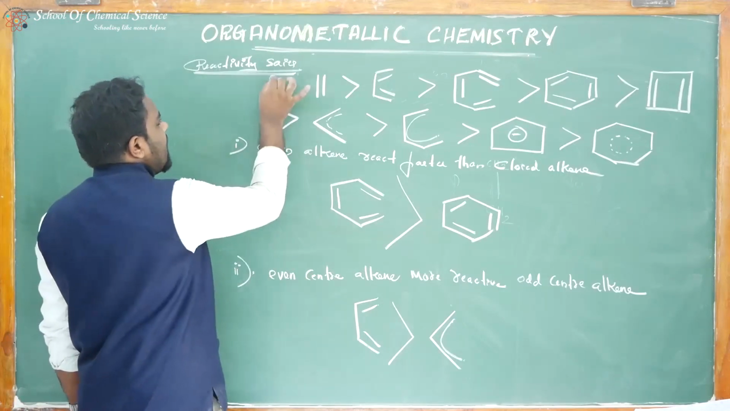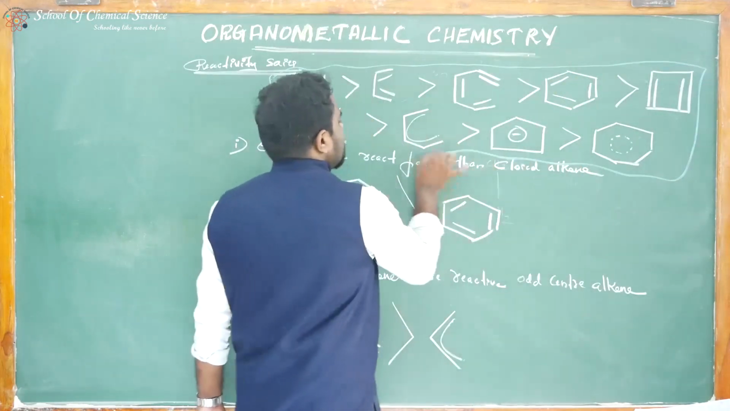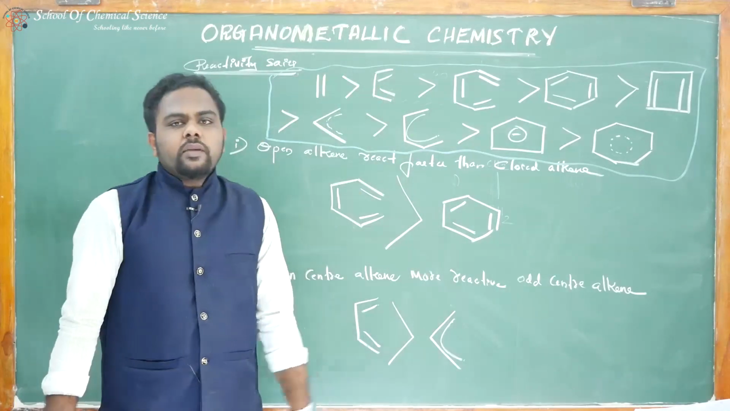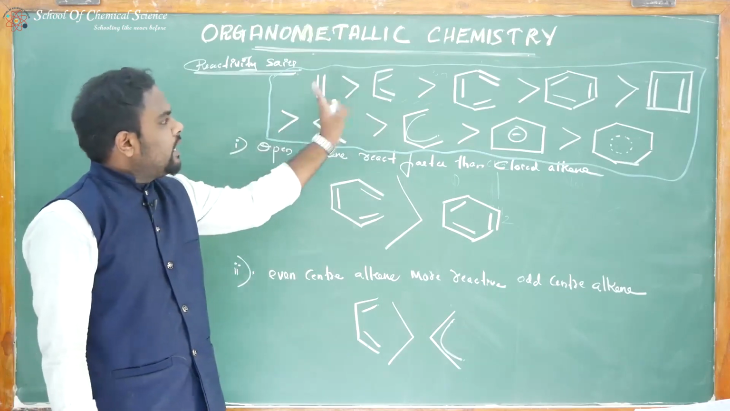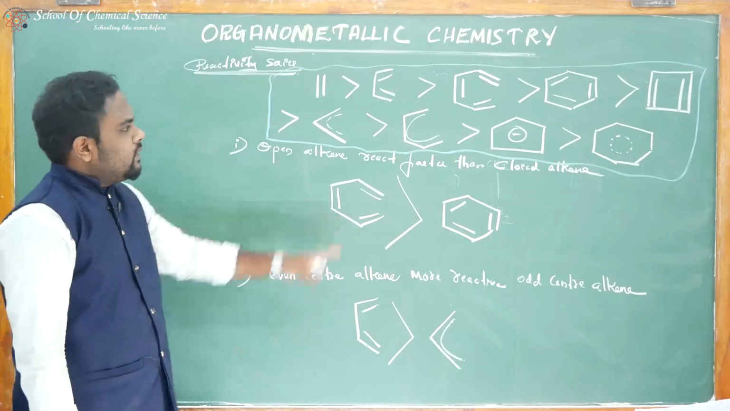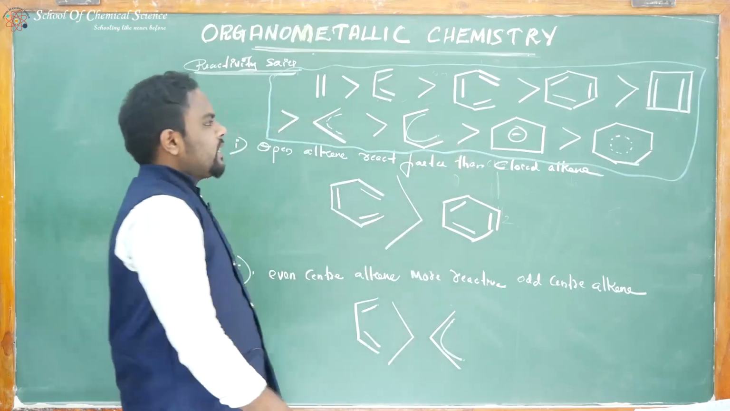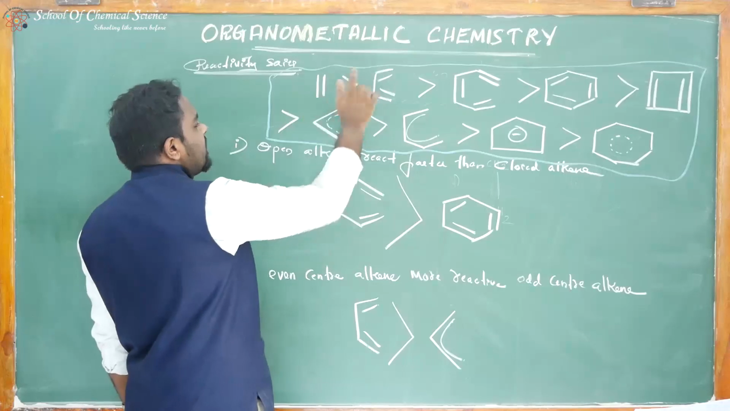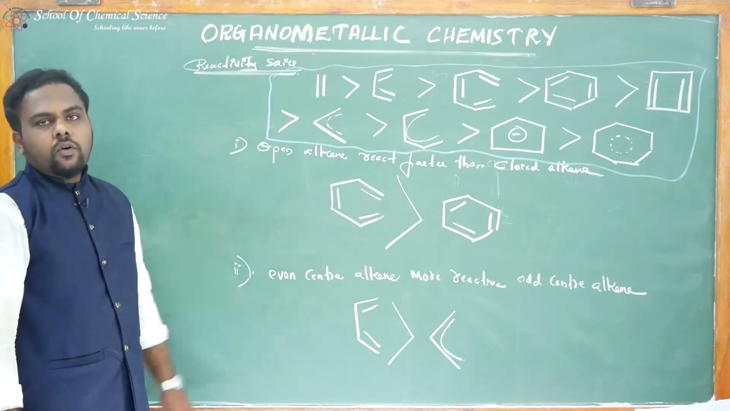So in the same complex, if ethylene and 1,3-butadiene are there, which alkene is more reactive? Definitely ethylene is more reactive. If 1,3-butadiene and 1,3,5-hexatriene are there, this one will be more reactive. When an open and a closed alkene are there, the open will be more reactive. When an even center and an odd center are there, the even center is more reactive. So please follow this order.